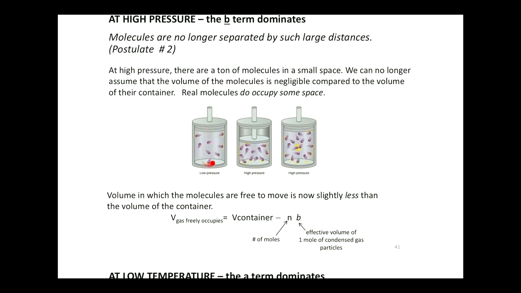So you can think about it like this. At low pressure, there's lots of space between particles, but at really, really high pressures, the actual size of the particles starts to matter. It takes away from the free space particles are allowed to move in. So that's why we have this adjustment term that we put into the van der Waals equation. High pressure, B term dominates. Size of particles matters at high pressures.